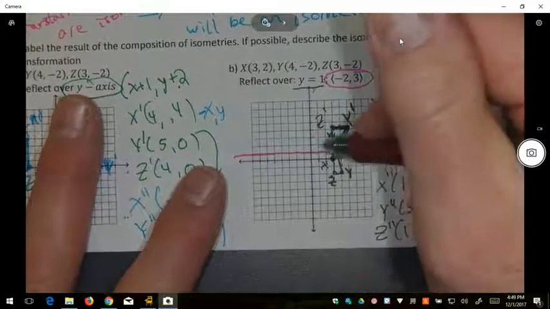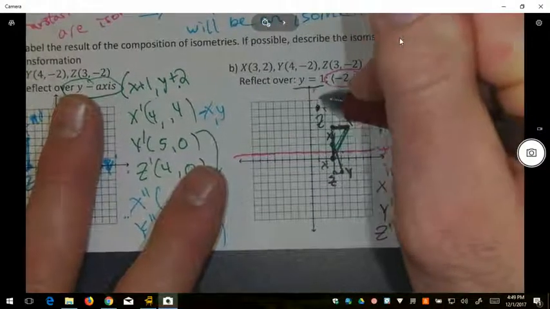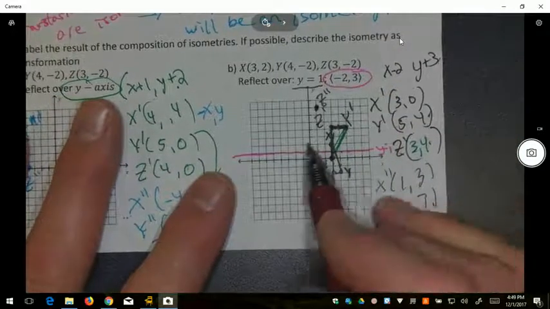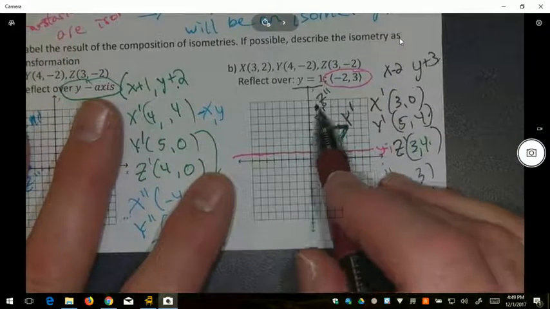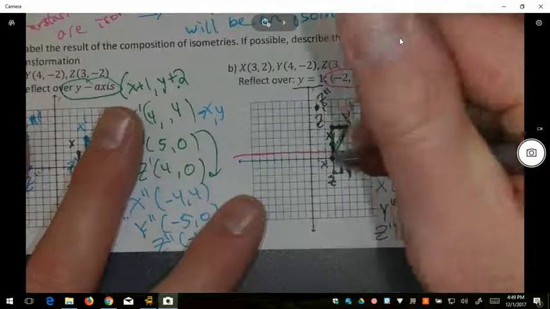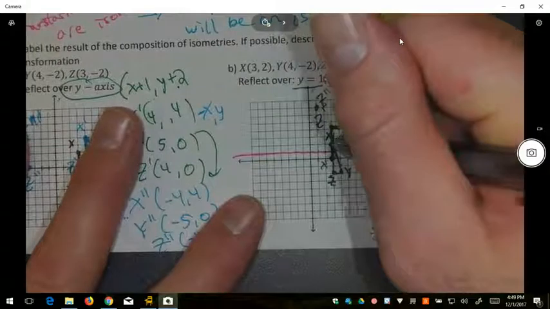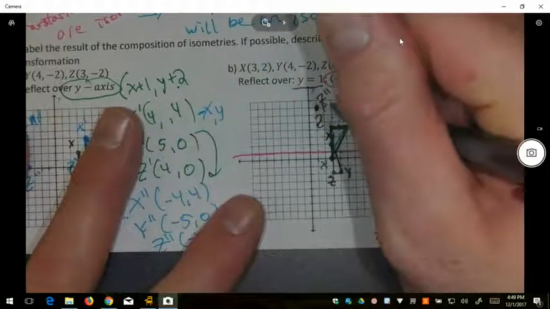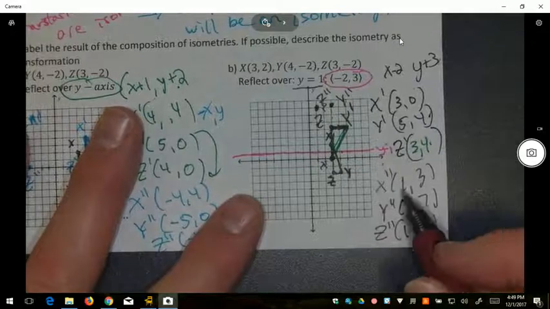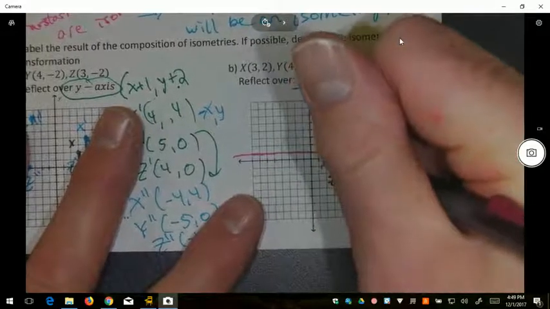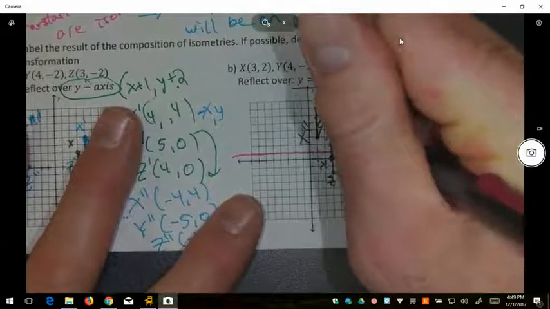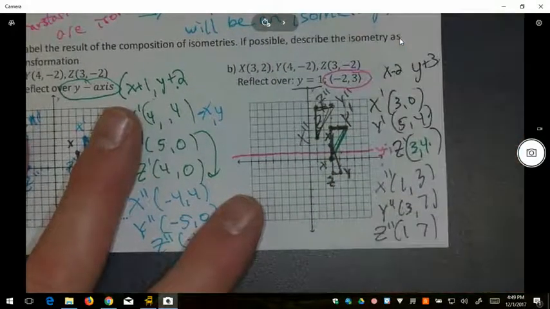For z, I can just go to 1, 7 to get z double prime, which, by the way, is left 2 and up 1, 2, 3. And then for the y coordinate, I've got 3, 7. So 1, 2, 3, 1, 2, 3, 4, 6. So there's y double prime. And for x prime, it's at 1, 3. And so I get the final graph right there.